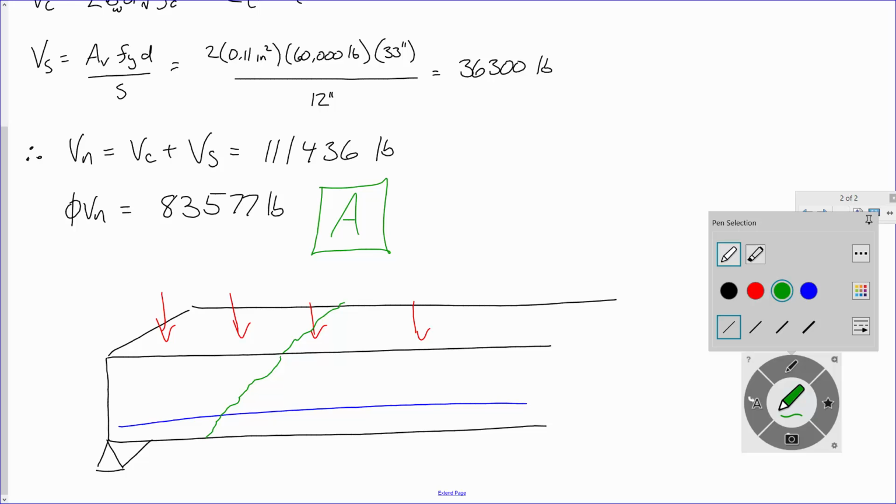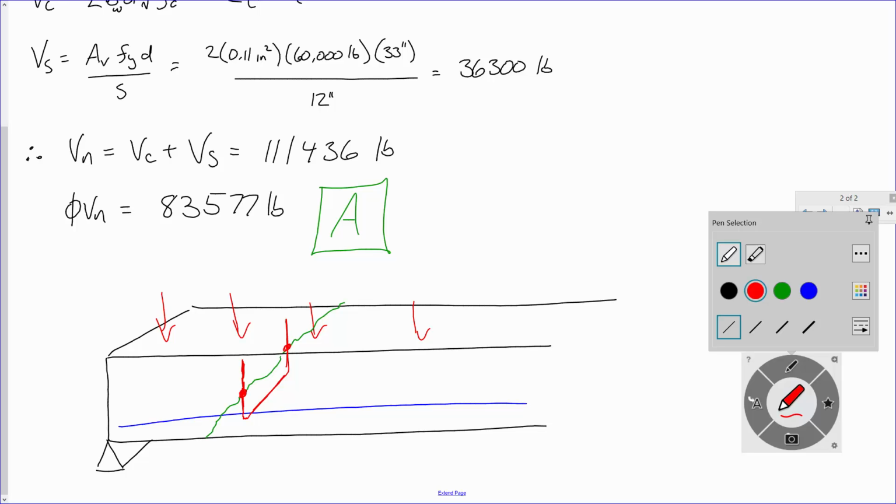So my stirrup inside the beam looks something... let me make it red. My stirrup looks something like this. Right, that's a stirrup. So that crack crosses the stirrup in two places, like right there and right there. So that's why we multiply by 2.